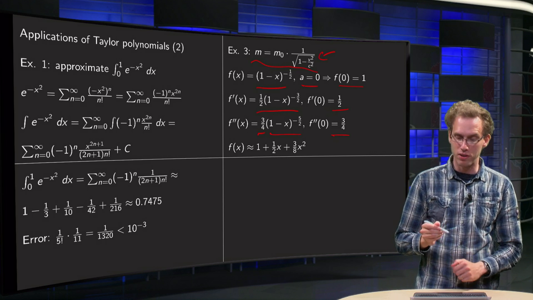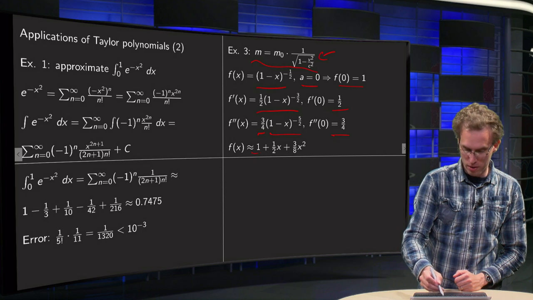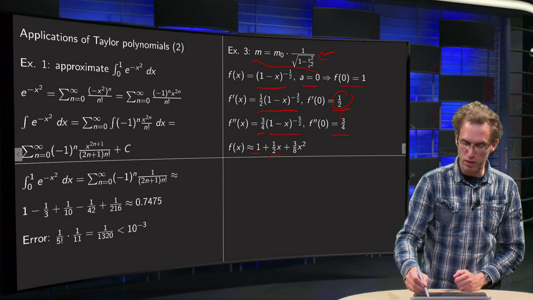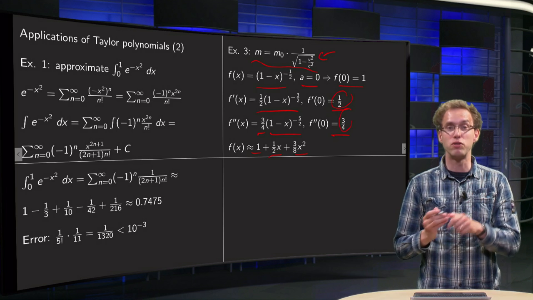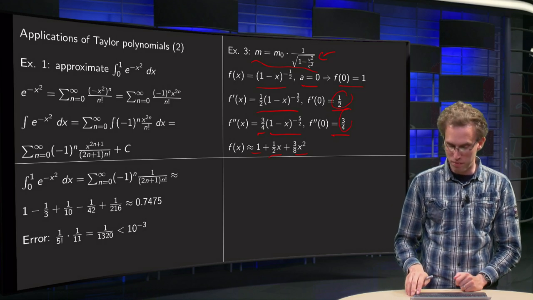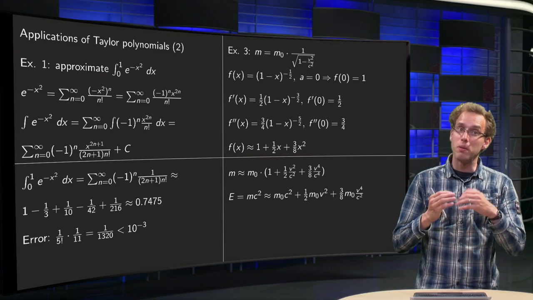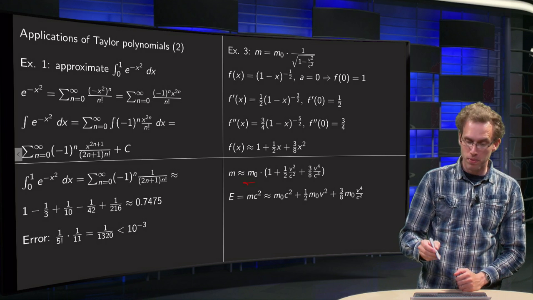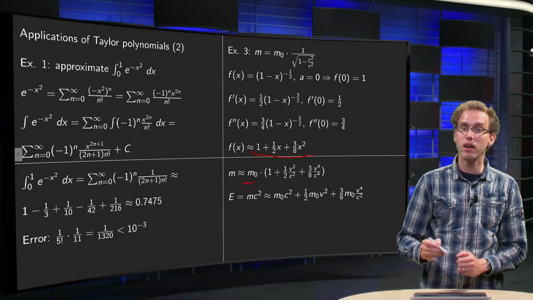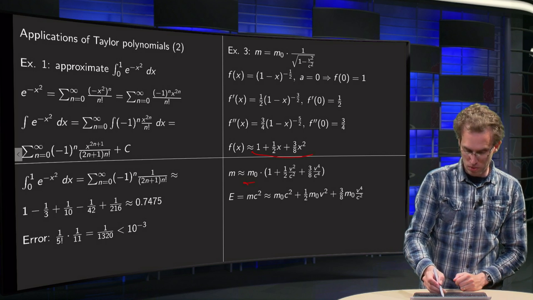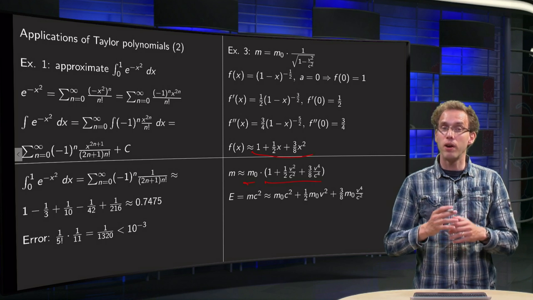So there we have our Taylor approximation: 1 plus one half times x plus 3 over 4 times x squared divided by 2 factorial, so 3 over 8 times x squared. So what does that mean in physics? Well, that means that our mass will be m0 times this function over here, where we used v squared over c squared equals x.